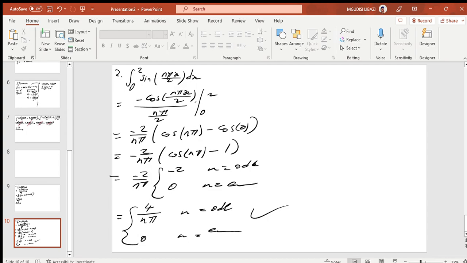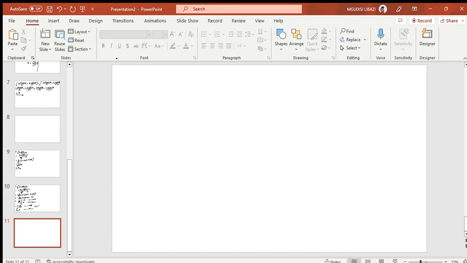So the next problem that we have, problem number 3. We have the integral from negative 3 to 0 of sine of n pi x divided by 3, dx. So we're going to have negative cosine of n pi x over 3, which is the integral of sine divided by the derivative of the inner function, over 3, and then evaluated from negative 3 to 0.